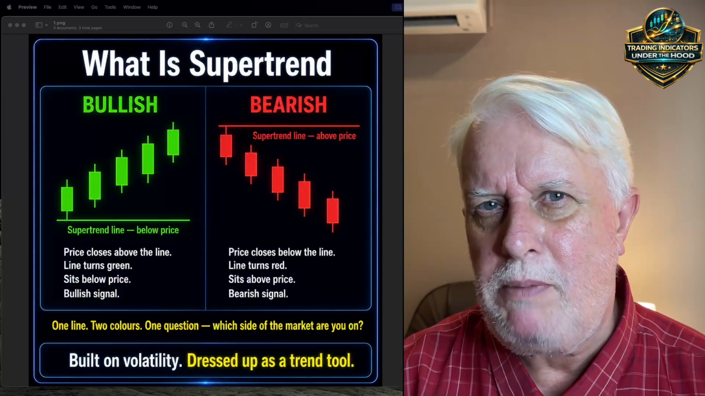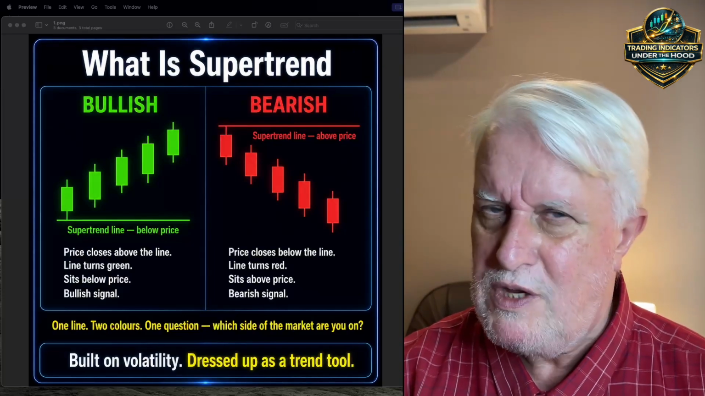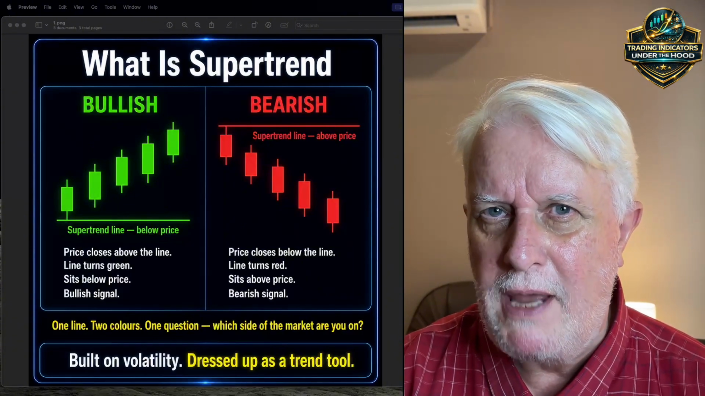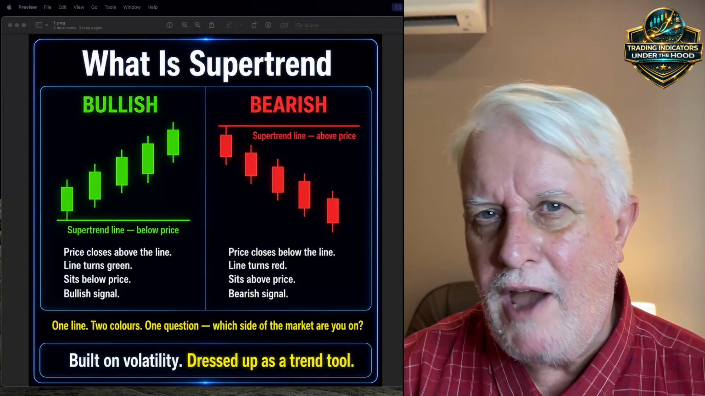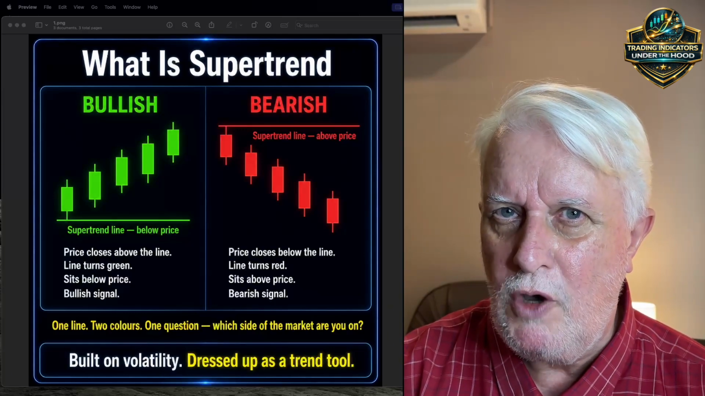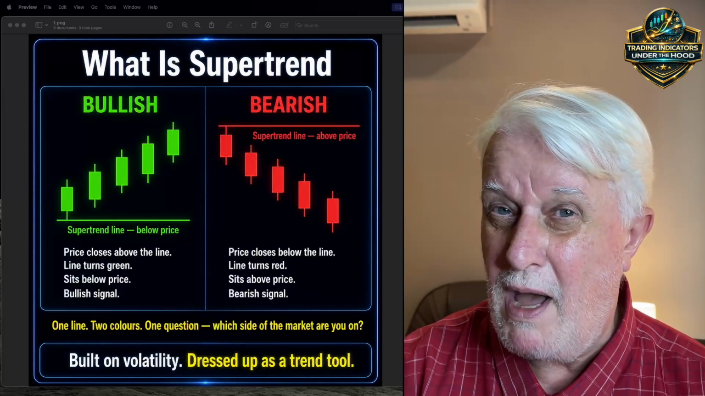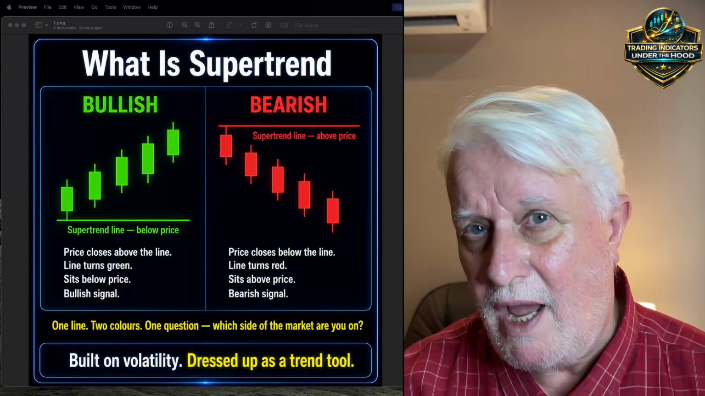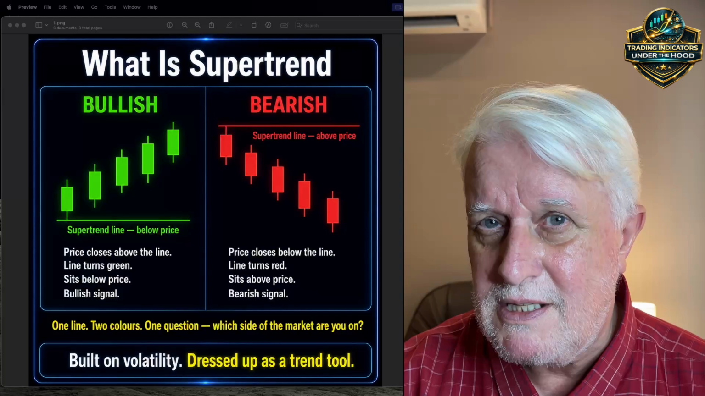It was designed to be simple enough for any trader to use and sophisticated enough to allow for market volatility. It does this by building its bands using ATR, the average true range, which measures how much an asset typically moves over a particular period. The wider the market is swinging, the wider the Supertrend bands become. The narrower the market, the tighter the bands. In theory, this makes it adaptive.